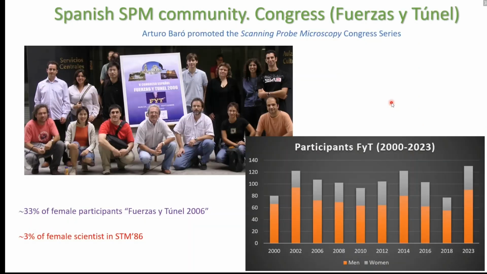Well, something is changing. This other picture corresponds to one edition of this scanning probe microscopy meeting promoted by Arturo Baró. It is called Portas y Túneles, and this is the Spanish congress. And 20 years after the previous image, the female participants are in the range of 33%.